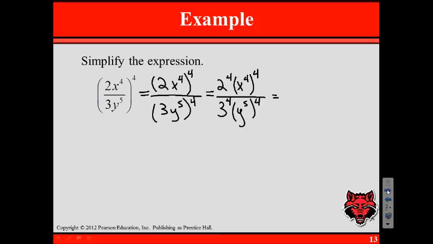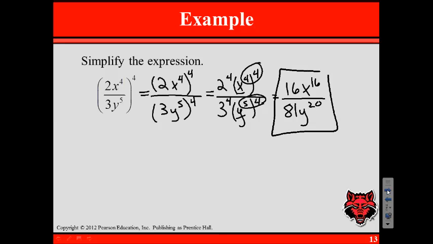And as we continue to simplify, 2 to the 4th power is 16. X to the fourth power raised to the fourth power. We have one base with multiple exponents, so we multiply those exponents. So we have 16x to the 16th over 3 to the fourth power is 81. With the base of y, we have multiple exponents, so we multiply. That becomes y to the 20th power. 16 and 81 share no common factors, so this fraction is simplified.